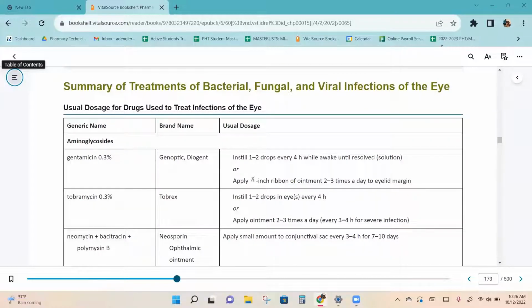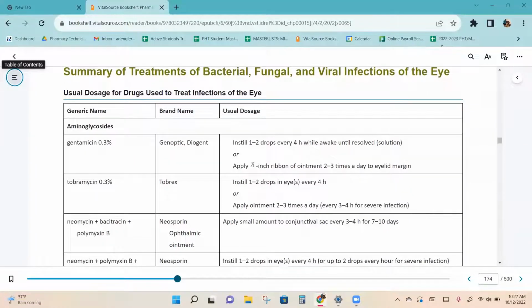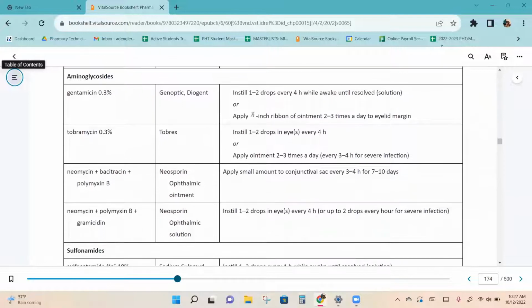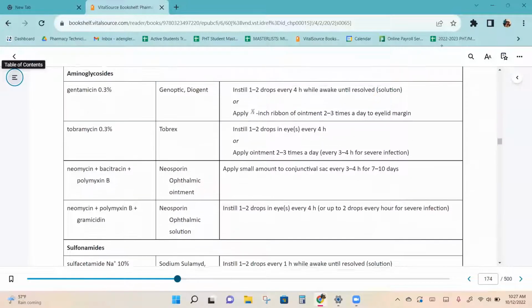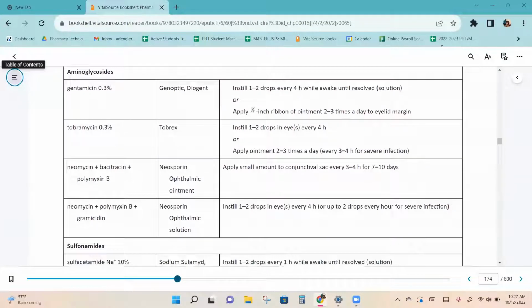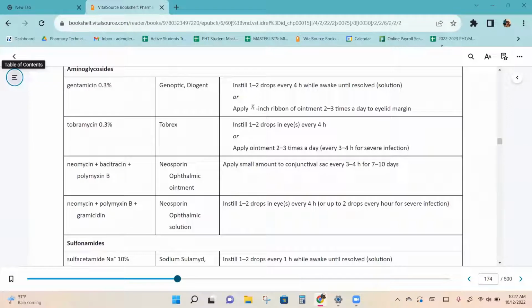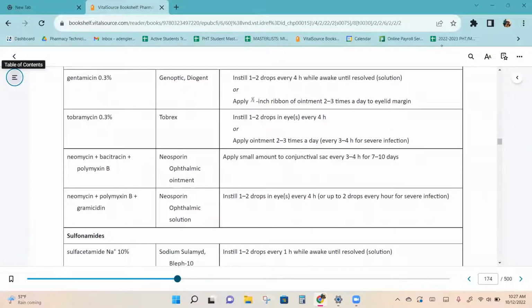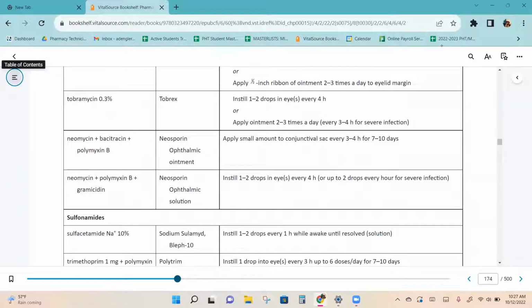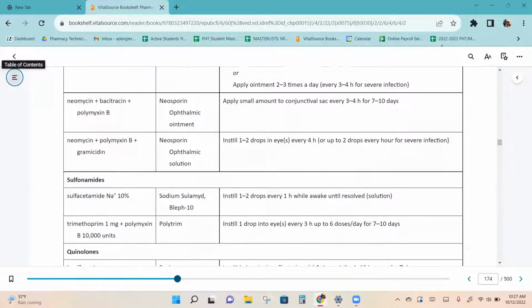So here's the summary of treatments of bacterial, fungal, and viral infections of the eye. So we have the usual dosages on here. So for instance, the tobramycin, they are going to apply usually 1 to 2 drops, or sorry, instill 1 to 2 drops in eyes every 4 hours. Or if they use the ointment, they're going to apply the ointment 2 to 3 times a day or every 3 to 4 hours, depending on what the infection is or how severe the infection is.